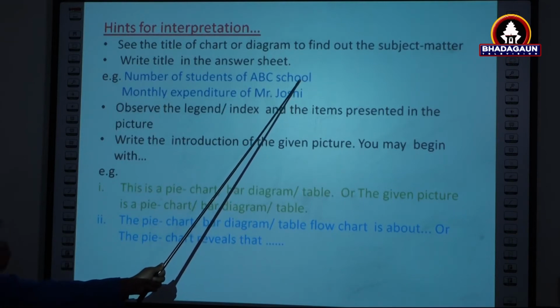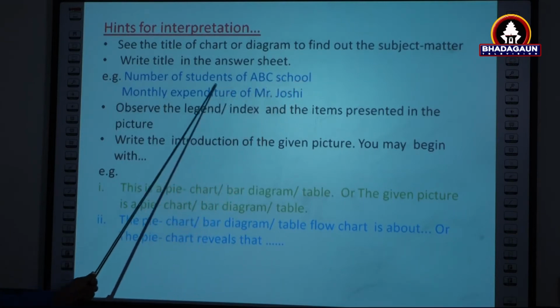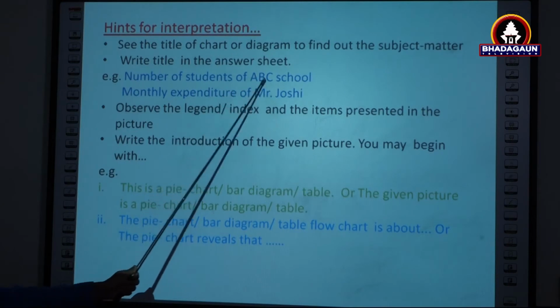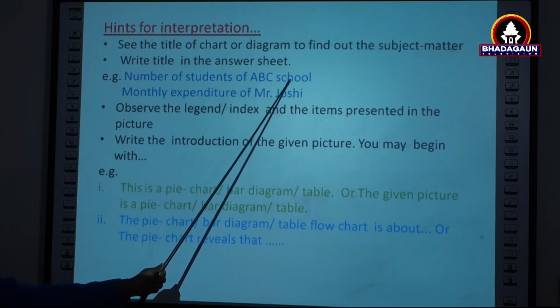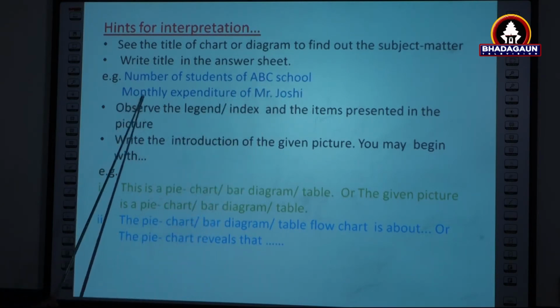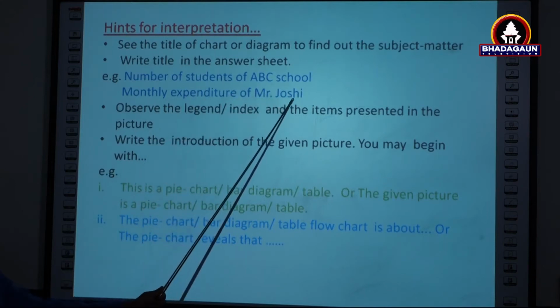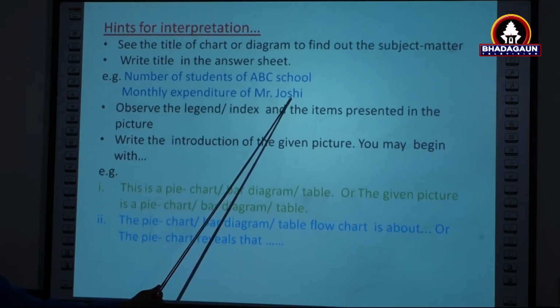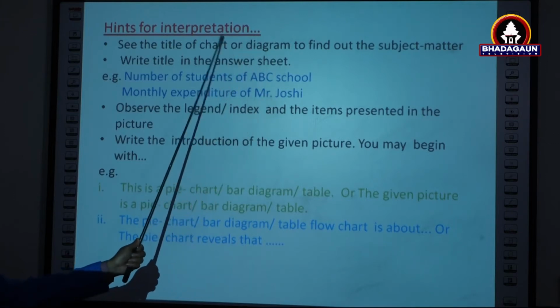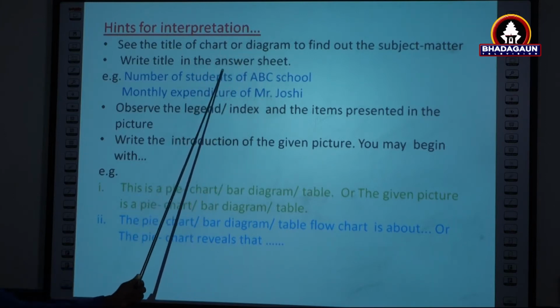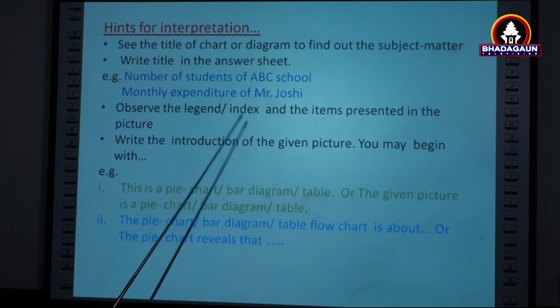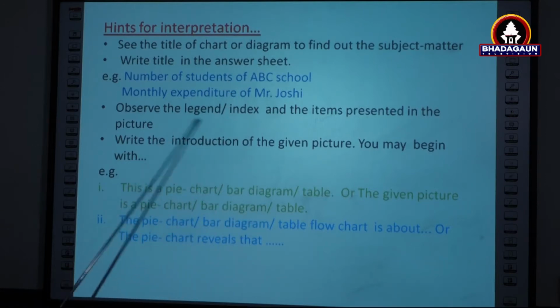For example, if there is a pie chart and the pie chart is about the number of students of ABC school, this can be the title of your answer. Similarly, monthly expenditure of Mr. Joshi. These are short titles, and you have to find out the title and write it in your answer sheet when you start answering those questions in your SEE exam.